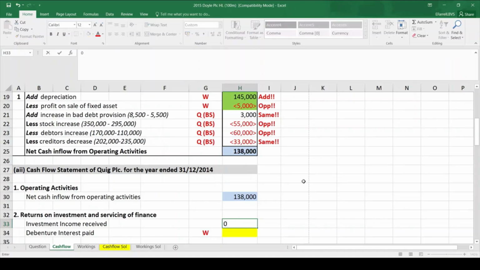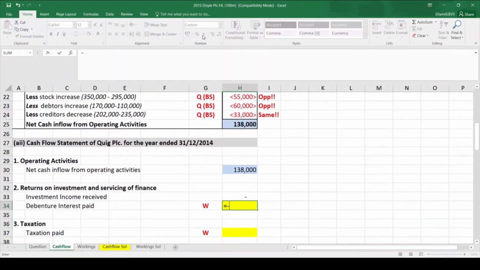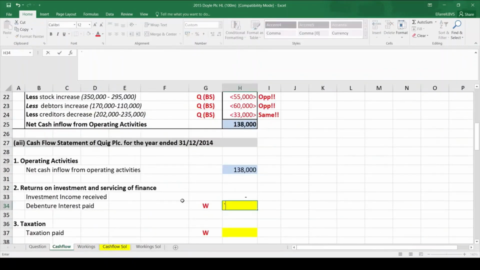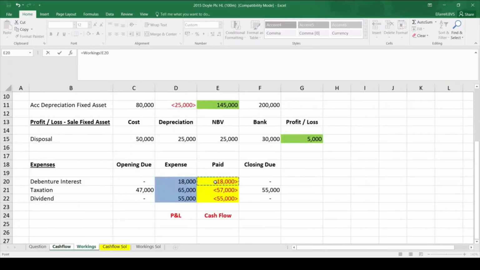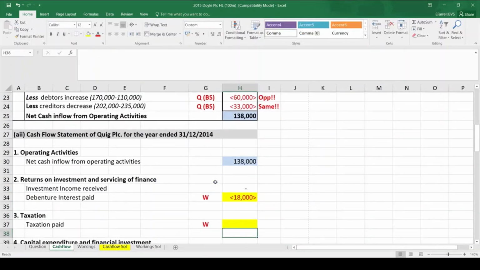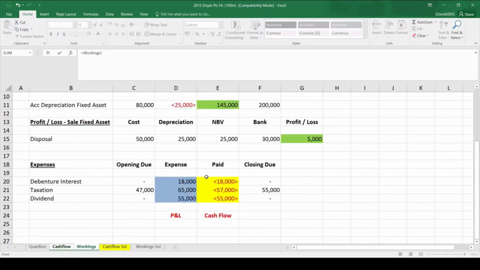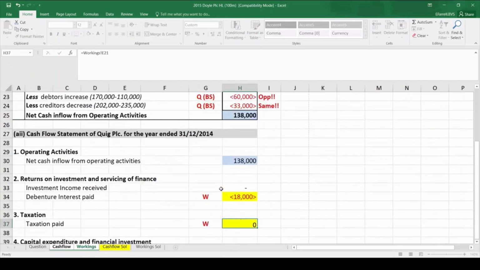There is no investment income in this question. If there was investment income, it would be a plus figure. The debenture interest paid, again, that's going to go in as a minus because it's paid, and we're going to get it from our workings here. Debenture interest paid, 18,000. Taxation, again, it is paid, so it's going to be a minus figure, and again, we're getting it from our workings, 57,000.